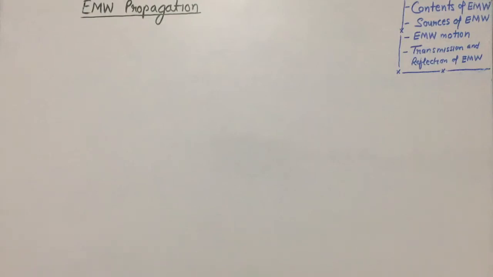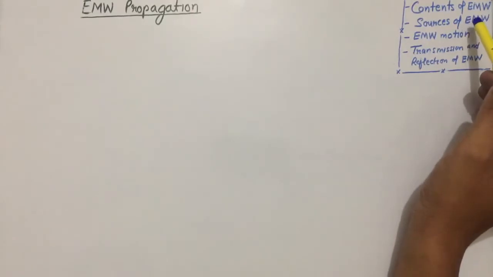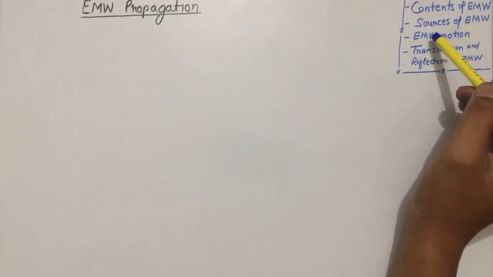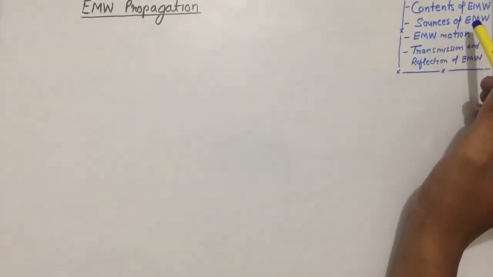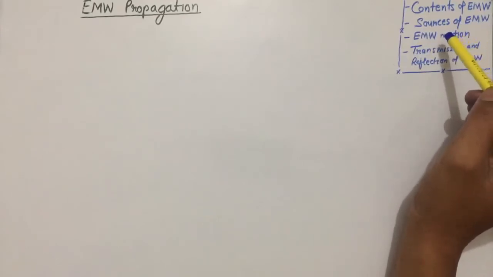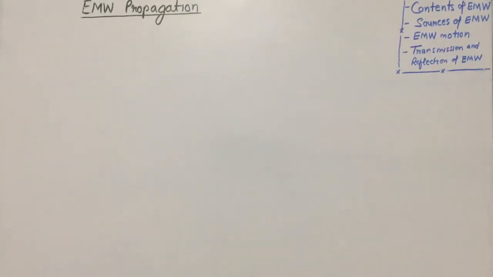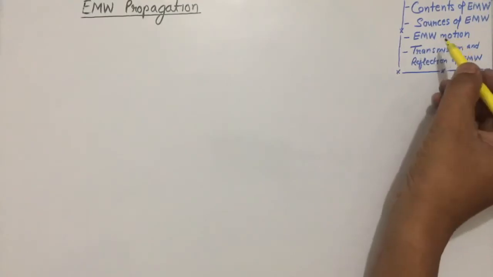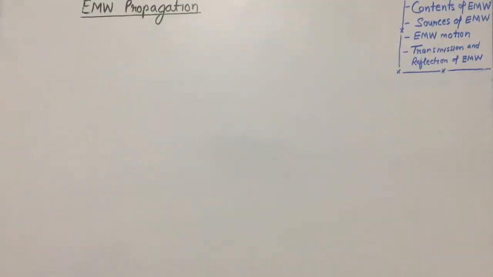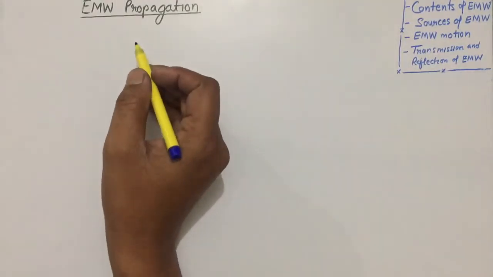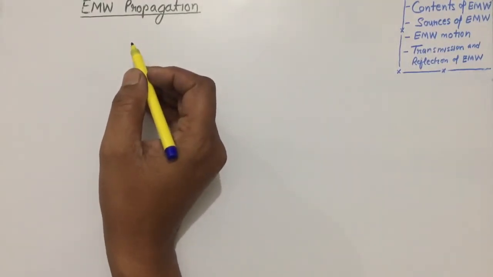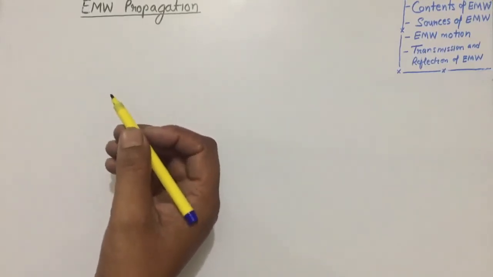Hello students. In the last lecture we discussed the contents of electromagnetic waves and the sources of electromagnetic waves. Today we will study the propagation of the waves. In today's discussion we will consider a uniform plane wave. Uniform means the magnitude of the electric field and magnetic field are the same at all points in the direction of propagation.